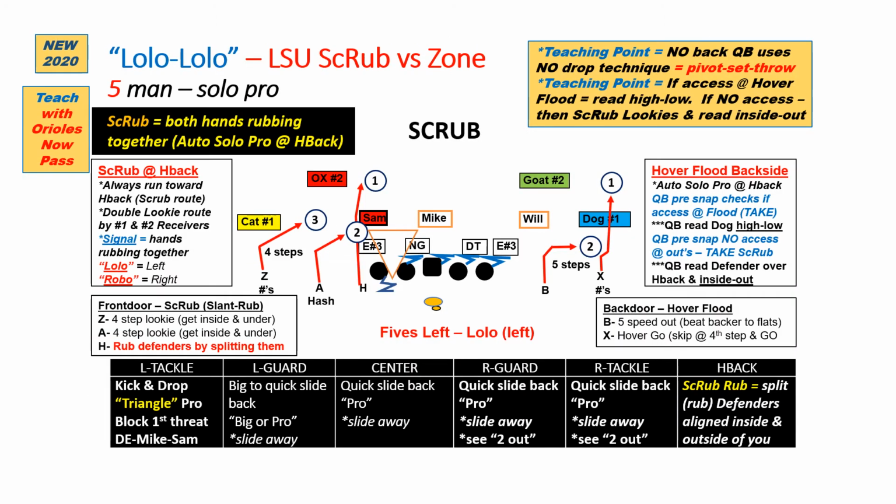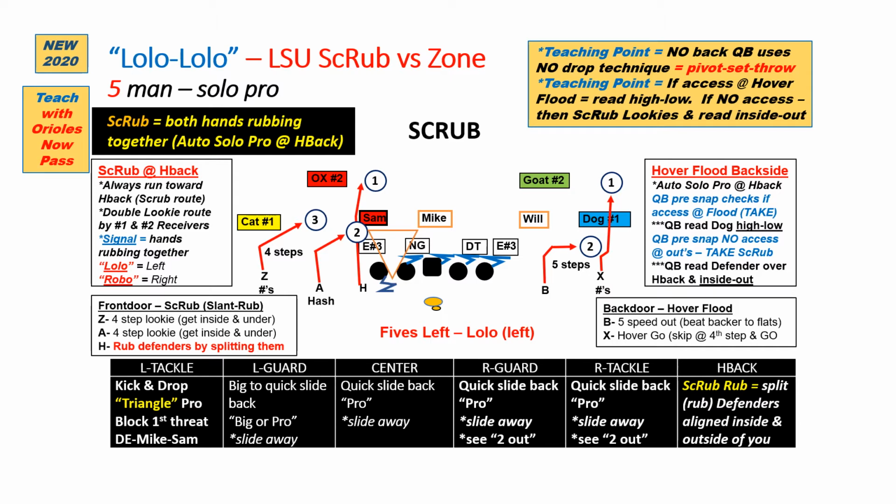So here it is. This would be a 5s left formation where we've got the H, the A, and the Z, and a trips look, our normal trips look, or trio look there to the left, and then our back goes away, or the B. And so we've got two receivers to the right.